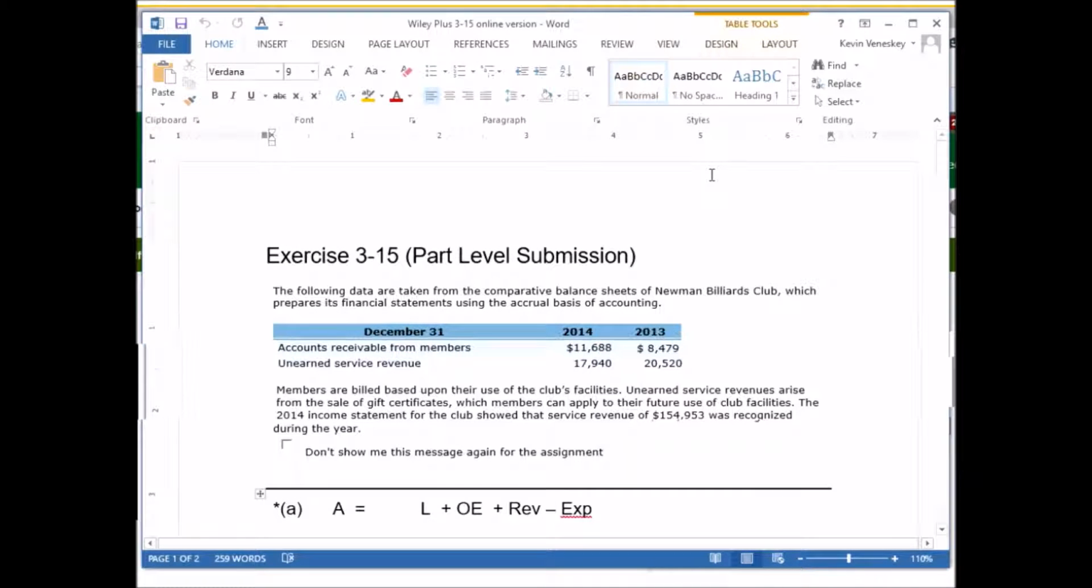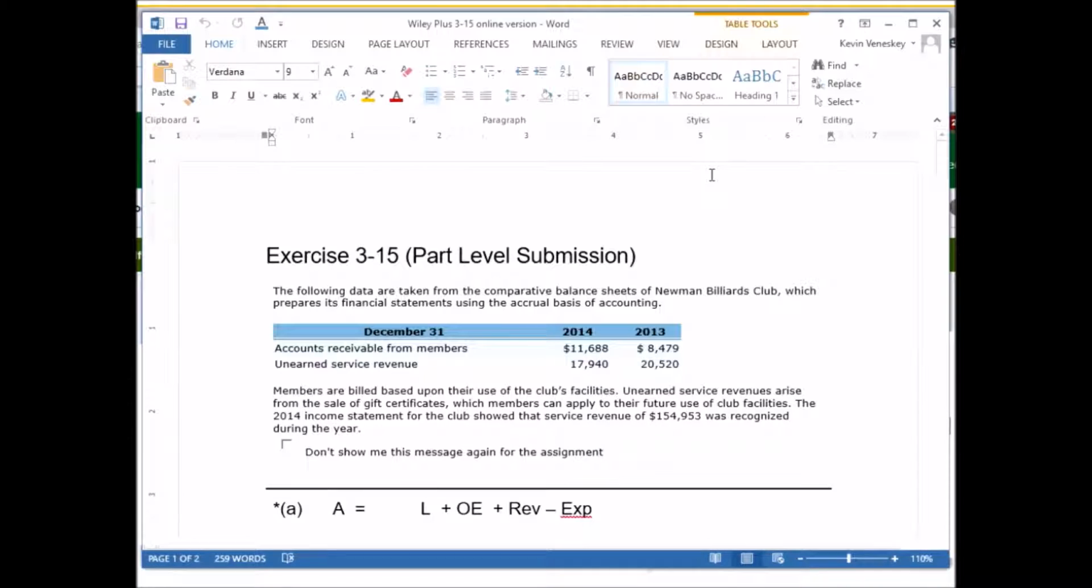To me, exercise 3-15 in the Wiley Plus may be one of the most difficult exercises to complete if you're not given a little bit of a heads up and a start on what they're looking for. This company has to do with adjusting entries, but they make you really look at it in depth. So let's talk about what's going on here.